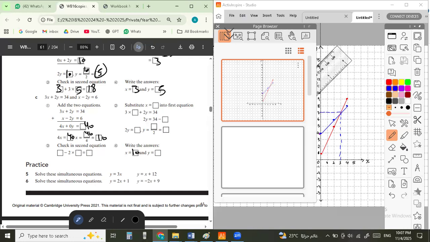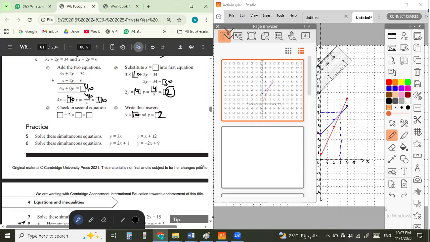And here, the other one, substituting x is 10 in the first equation. So 3 times 10 plus 2y equals 34. So 2y equals 34 minus 3 times 10, which is 30. I send it there as negative 30. So 2y equals 34 minus 30, which is just 4. So y equals 4 over 2, which is just 2. So y is 2.